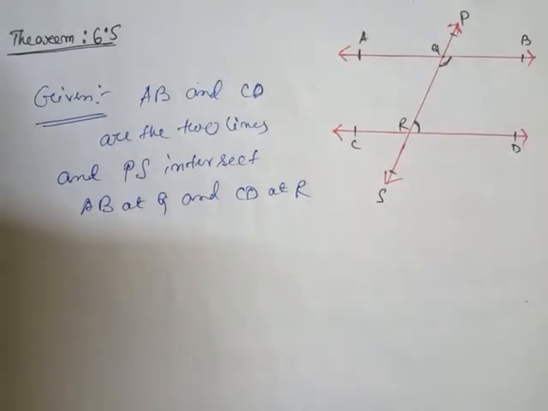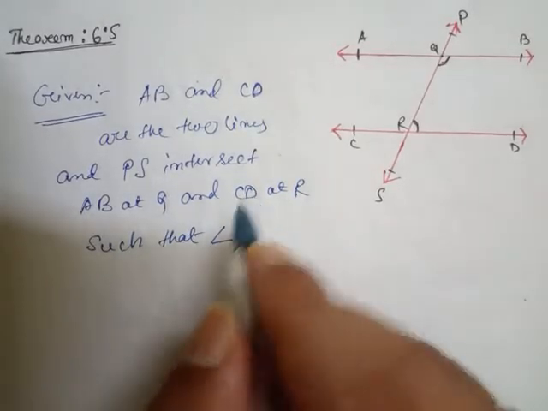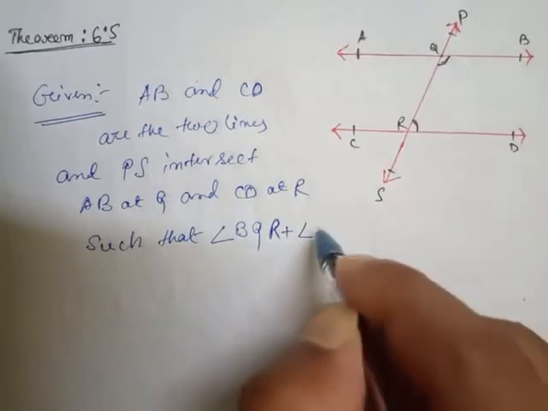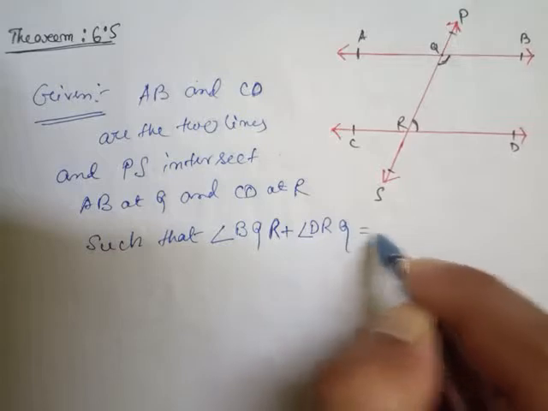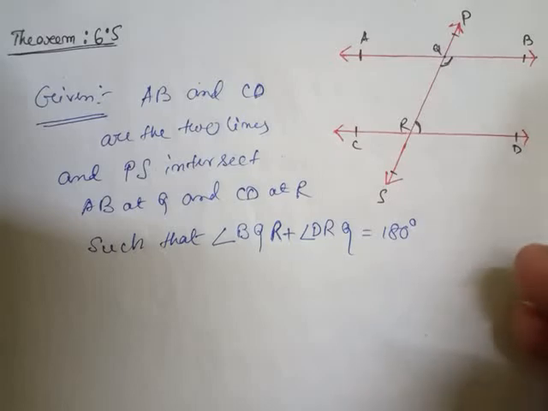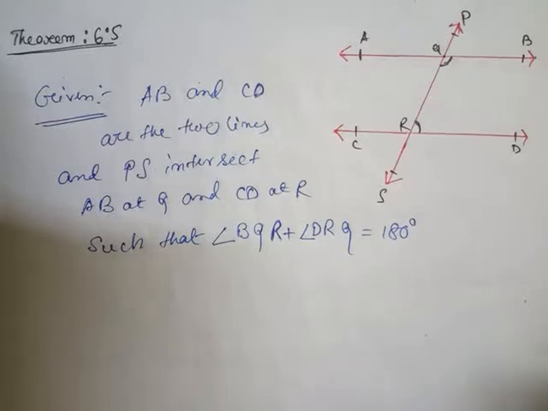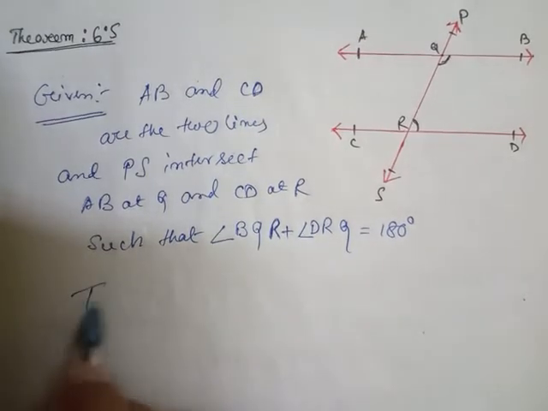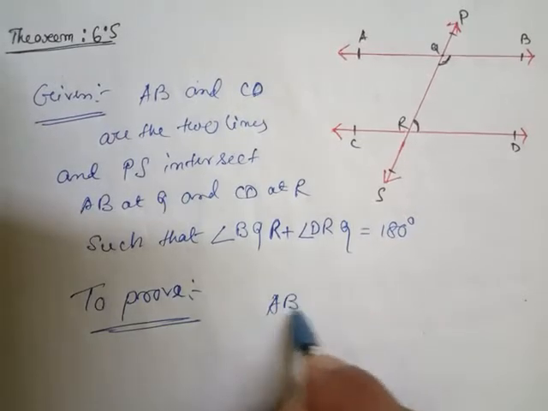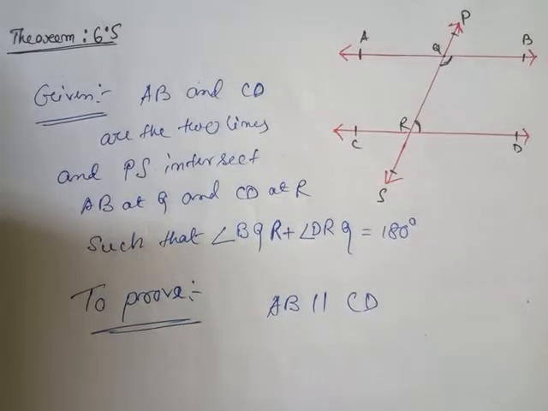Now look, after that, students, we'll write that angle BQR plus angle DRQ equals 180 degrees. This line PS intersects AB and CD in such a way that these two angles sum to 180 degrees. It is the given part. To prove: AB parallel to CD. We have to prove that AB is parallel to CD. Now look how to prove this.